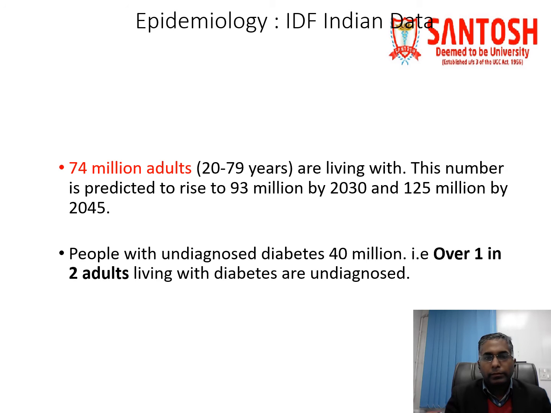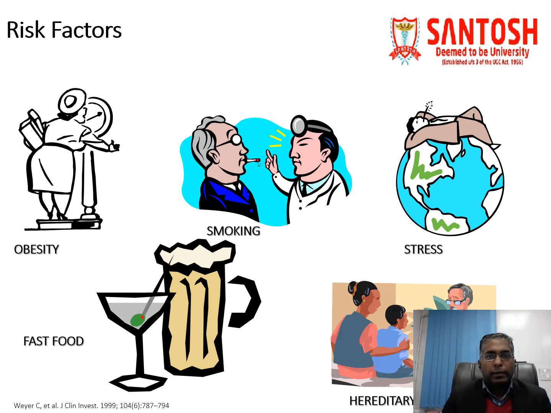This pictorial diagram shows you the various risk factors which cause patients in the future to develop frank diabetes mellitus. That is obesity, smoking, stress due to day-to-day activity and lifestyle, consumption of fast food, and over and above, genetic predisposition.